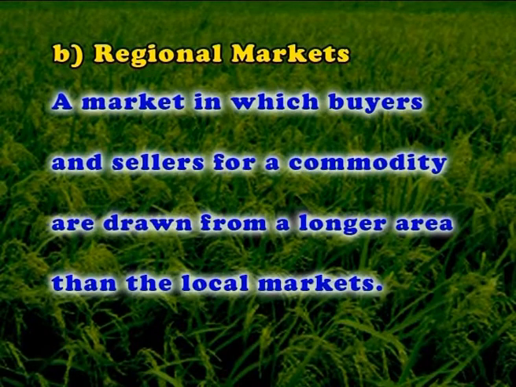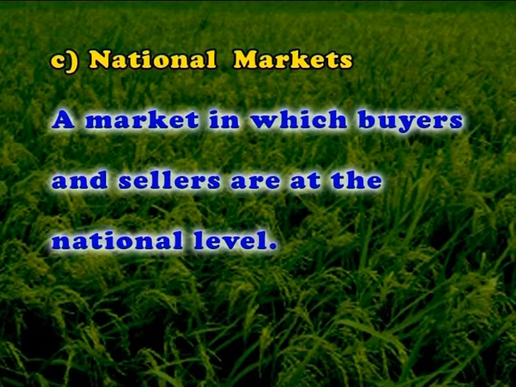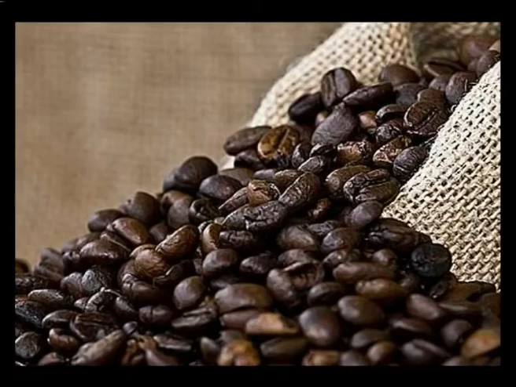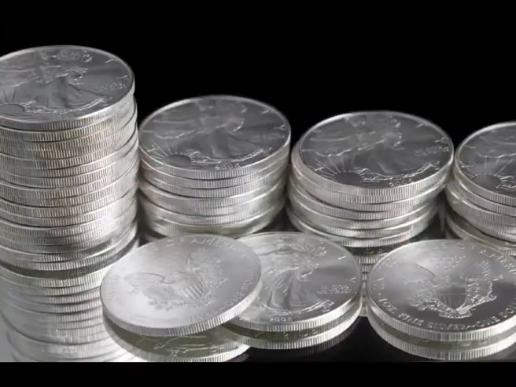Regional markets. A regional market is one in which buyers and sellers for a commodity are drawn from a longer area than the local markets. Regional markets in India usually exist for food. National markets, a market in which buyers and sellers are at the national level. Next is the international market, a market in which the buyers and sellers are drawn from the entire world. These are the biggest markets from the area point of view. These markets exist in commodities which have a worldwide demand and or supply such as coffee, machinery, gold, silver, etc.